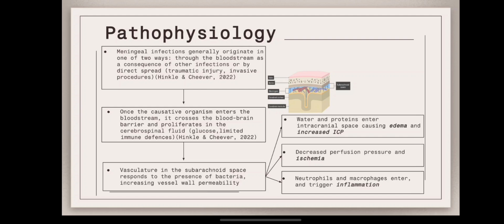Along with this, the decreased perfusion pressure from the dilated blood vessels can eventually cause ischemia, and also neutrophils and macrophages enter into the subarachnoid space, triggering inflammation of the meninges. So this is what causes the symptoms which are associated with meningitis.